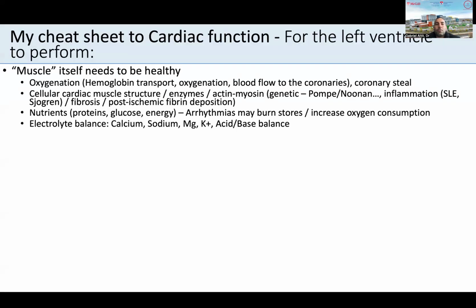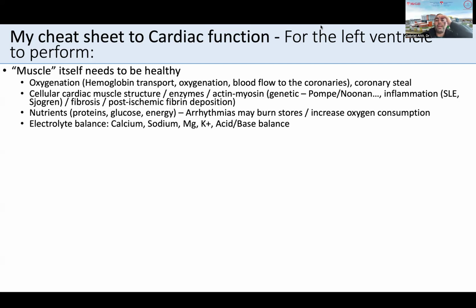So my cheat sheet, when I find that the cardiac function might be impaired, well, first of all, I look at do I have concern that there might be too high of an afterload? So is my patient hypertensive or SVR that could be too much increase, and because of that, the LV is having an issue. I look at is the muscle healthy? So do I have problem with oxygenation of my muscle, hemoglobin transport, blood flow to coronaries, coronary steal? Do I have issues at the level of the cells?